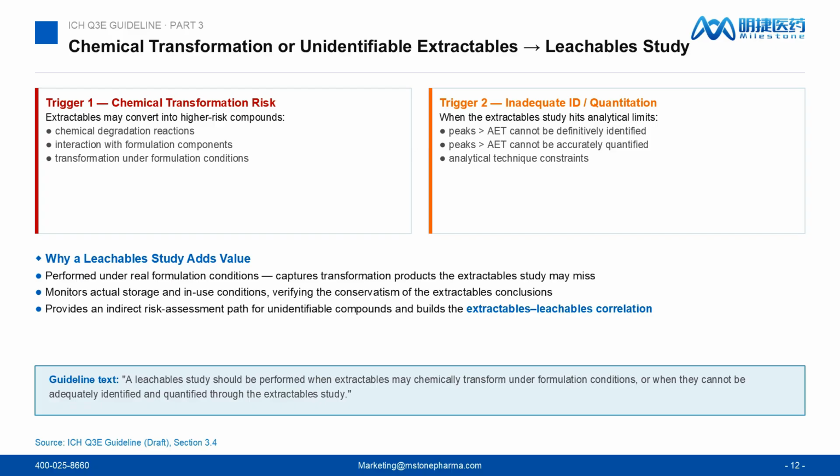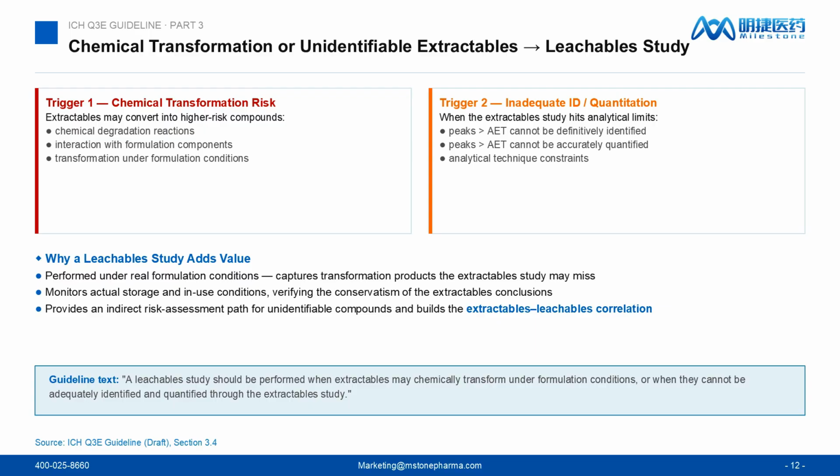Here is a subtle but critical point. The extractable study, powerful as it is, has 2 blind spots, and when you hit either of them, you need a leachable study. Blind spot 1, chemical transformation. An extractable study pulls compounds out of the material using solvents. But once those compounds enter your actual formulation, chemistry happens. A migrant might degrade or react with an excipient, and the product of that reaction could be more toxic than the original. The extractable study never sees this, because there is no formulation in the vial, only extraction solvent.